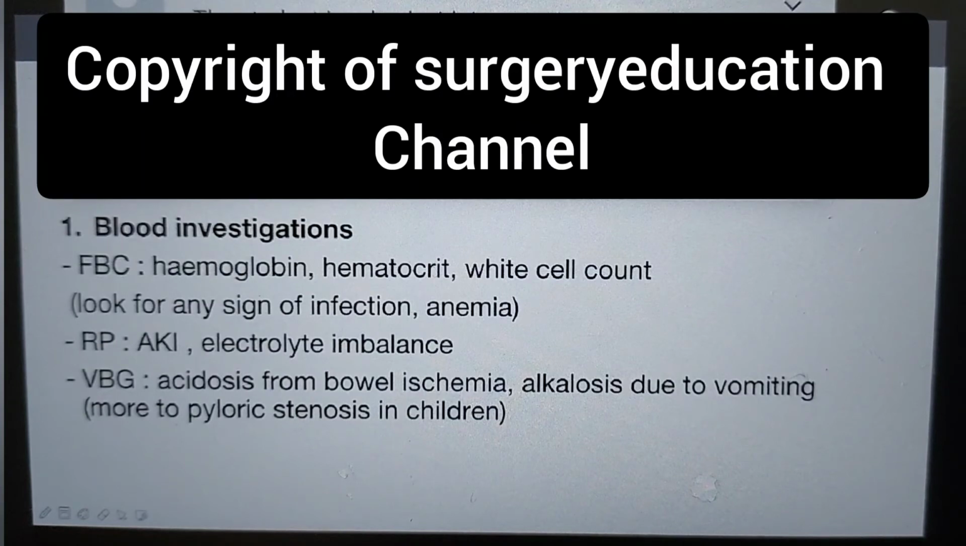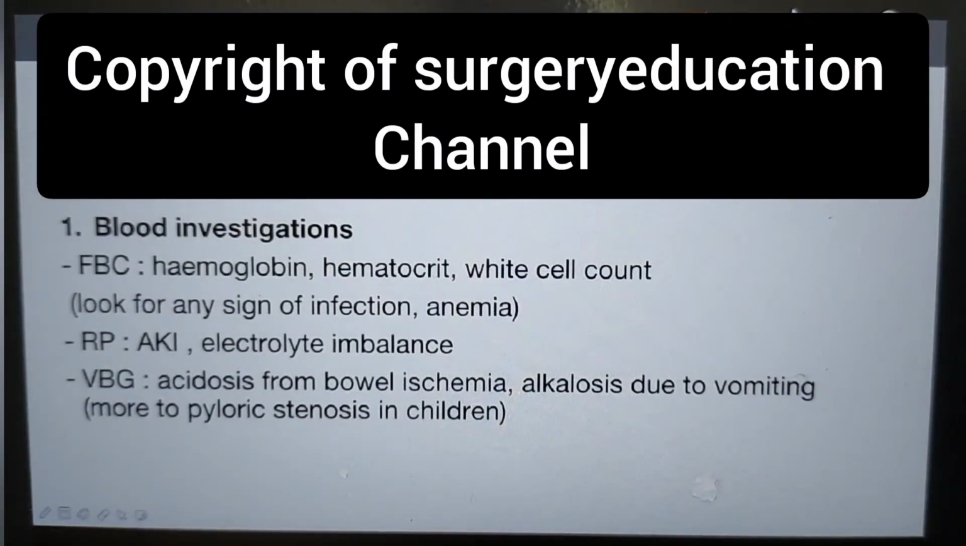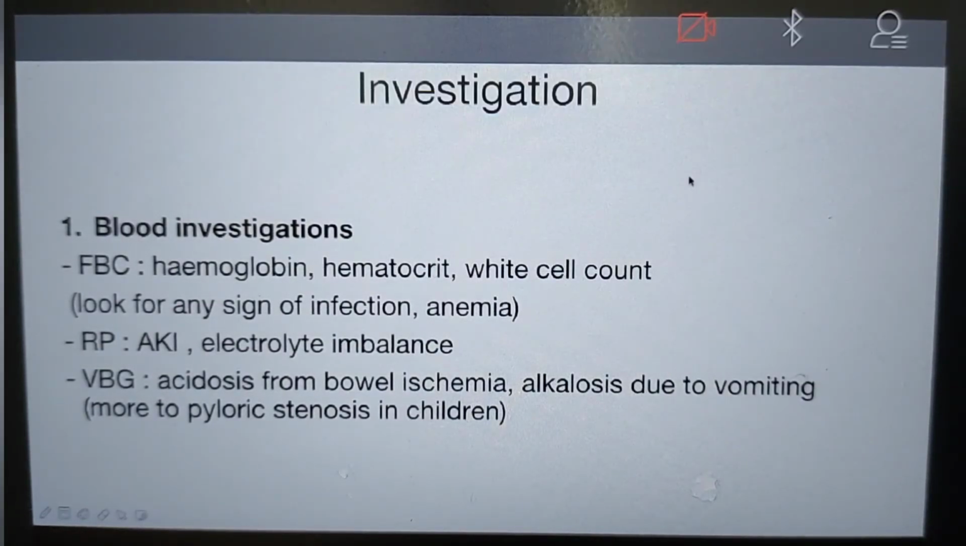Then VBG. They may present with acidosis from bowel ischemia, or alkalosis because of continuous vomiting. Usually this is more in pyloric stenosis in children, who will have projectile vomiting.